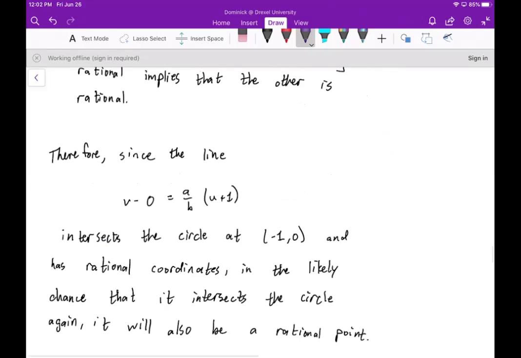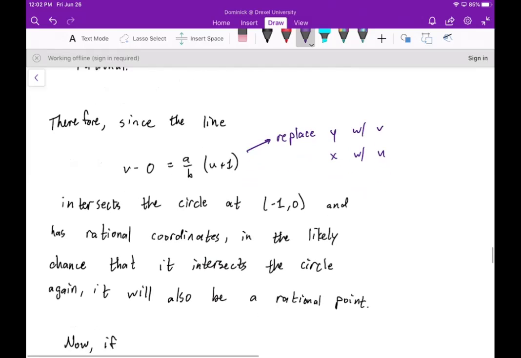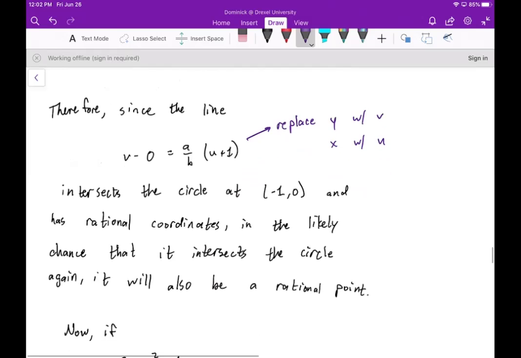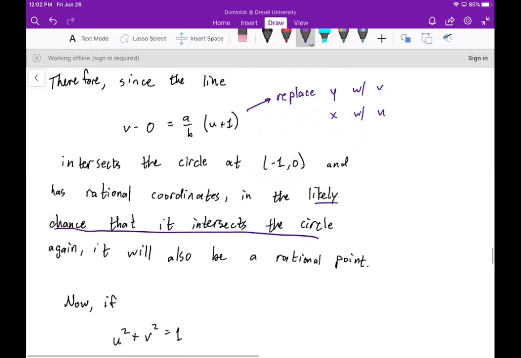Okay, now therefore, since the line v minus 0 is equal to a over b times u plus 1, here we just replace y with v and x with u. If that intersects the circle at negative 1, comma 0 and has rational coordinates, it's very likely that it's going to intersect the circle again. And in that case, it will also be a rational point.